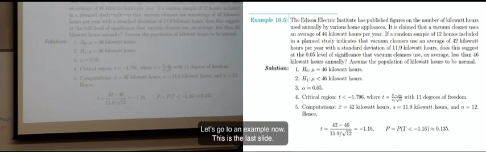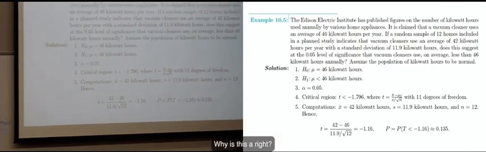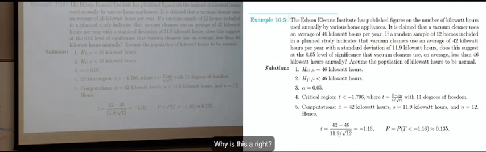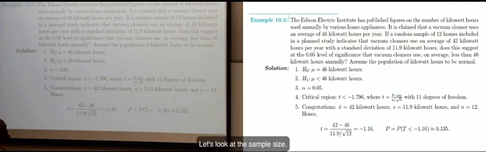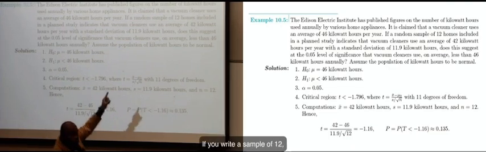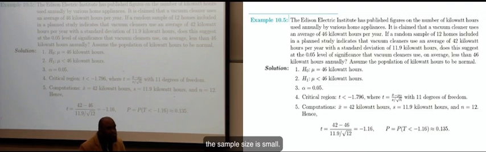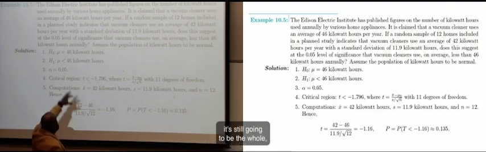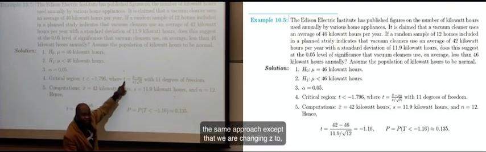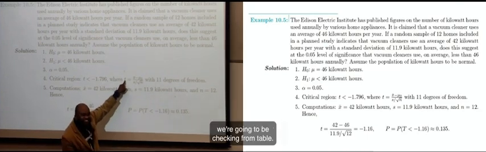This is the last slide. Why is this a t? We're actually going to see why it is a t. Let's look at the sample size. It's a random sample of 12, so the sample size is small. Can you see that? The sample size is very small. And not only that, the population standard deviation is not given. But let me tell you, it's still going to be the same approach, except that we are changing Z to t. And we're going to be checking from the t table.